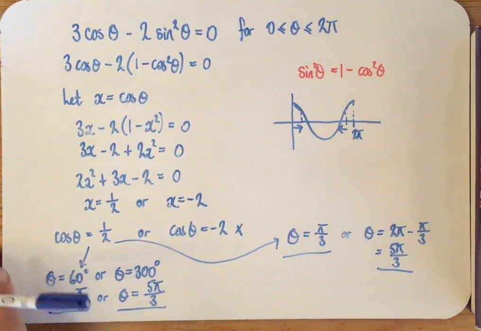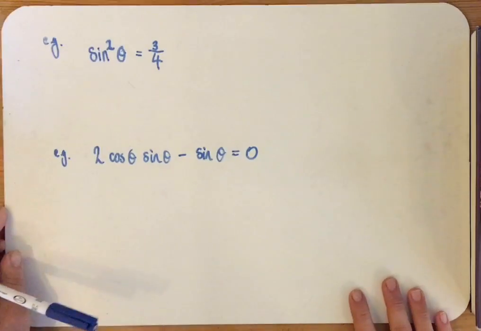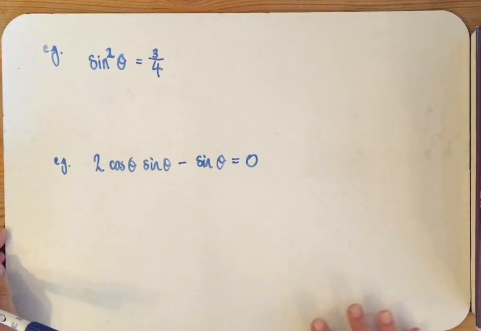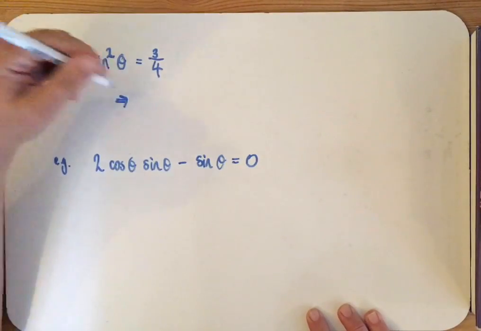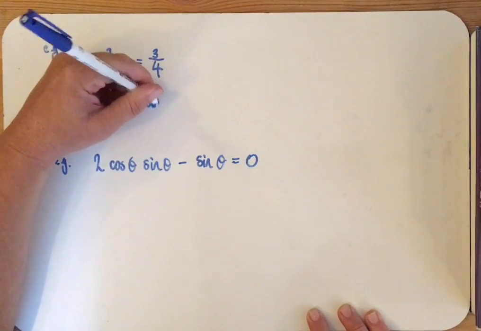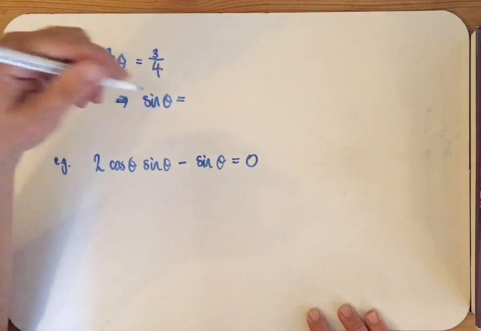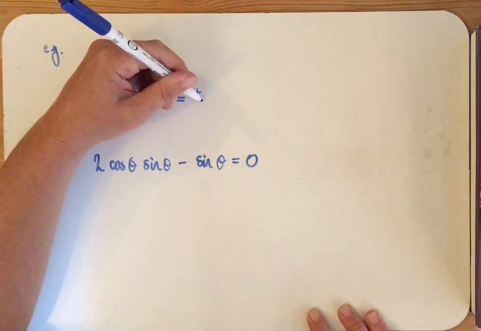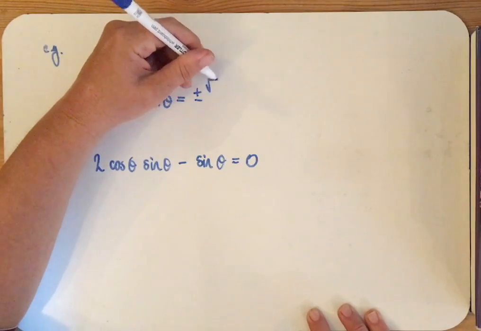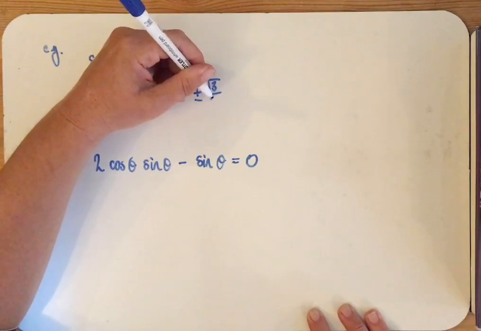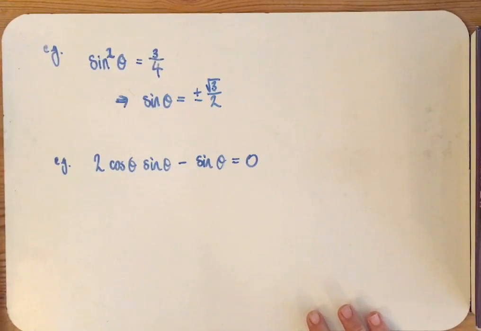So that's that one. Just to remind you of a couple of others, if you've got something like sine squared theta equals 3/4, you can square root both sides to get sine theta. But you need to remember to do plus or minus the square root of 3/4, which is root 3 over 2.